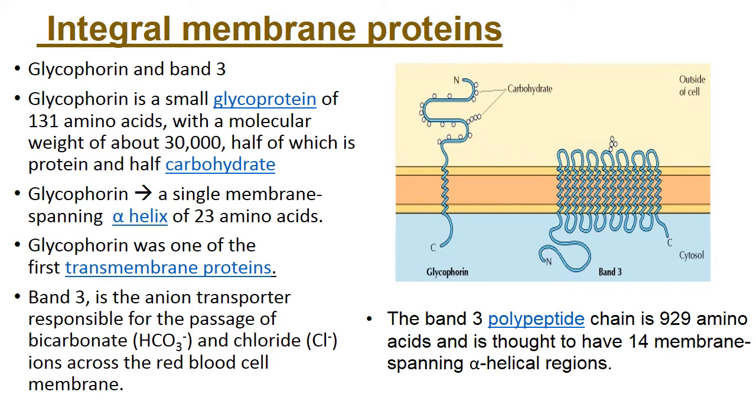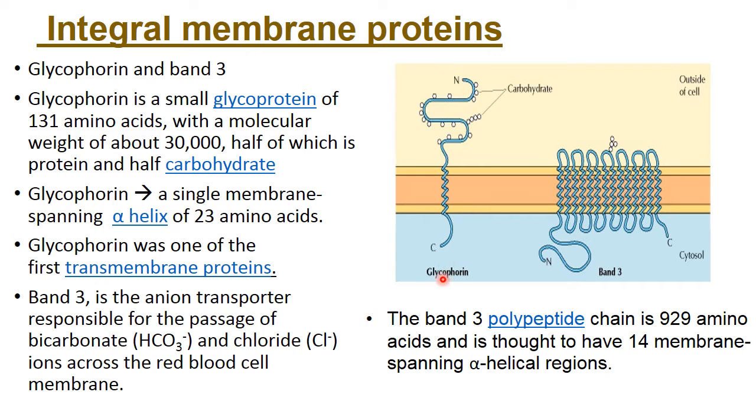Integral membrane proteins: what are they? Glycophorin and band 3 are the most common integral membrane proteins in the plasma membrane. This is the glycophorin structure, and this is the band 3 structure. This is the outside of the cell and this is the inner side of the plasma membrane, which has the cytoplasmic matrix or cytosol. The glycophorin molecule has 131 amino acids with a molecular weight of about 30,000, because glyco means carbohydrate and phorin means protein.